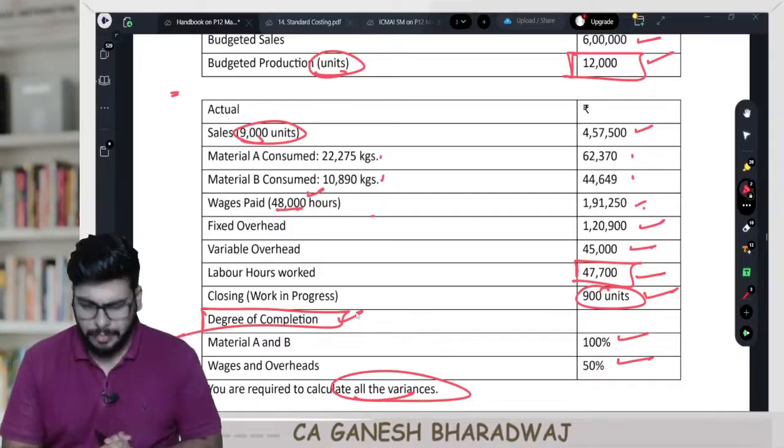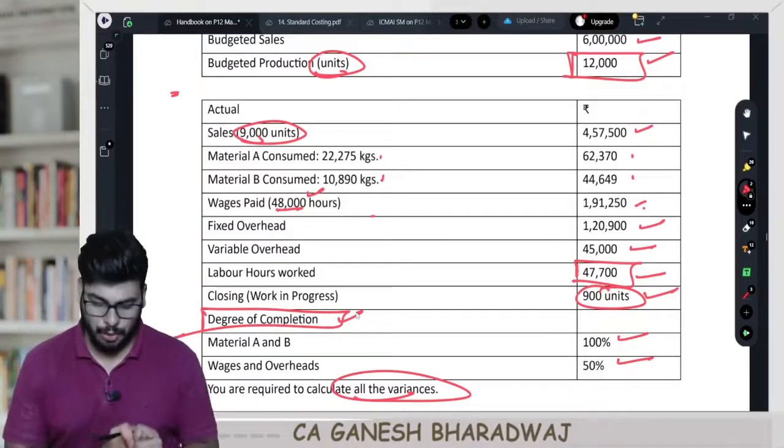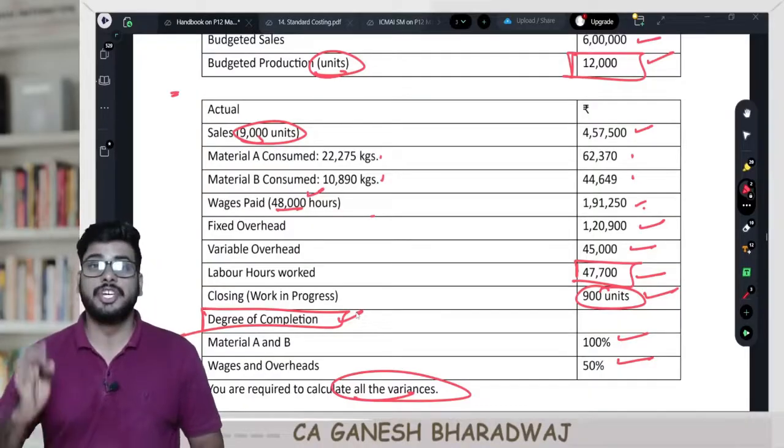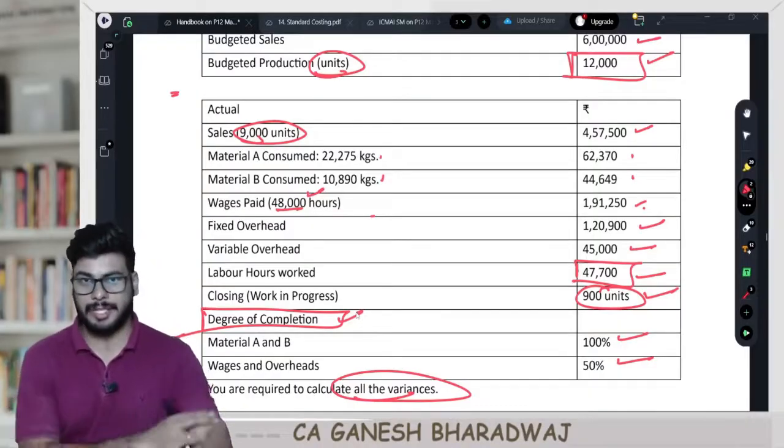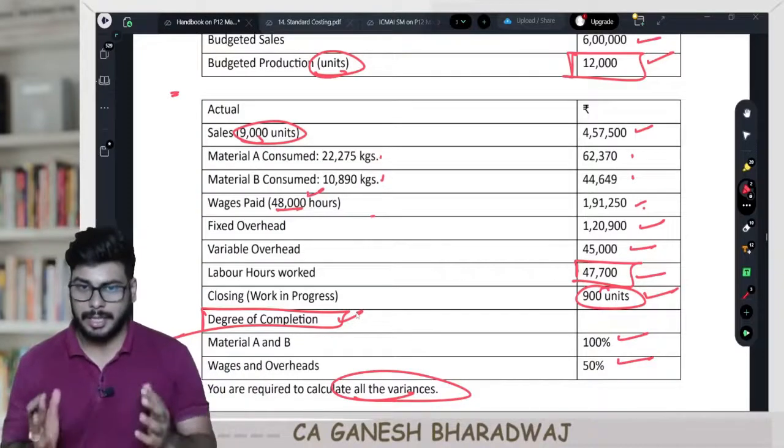Now, before we get into this particular problem, I want to tell you one very important thing. The solution given, this is a study material question, a very good question. We should appreciate that the institute has taken this question in the study material.